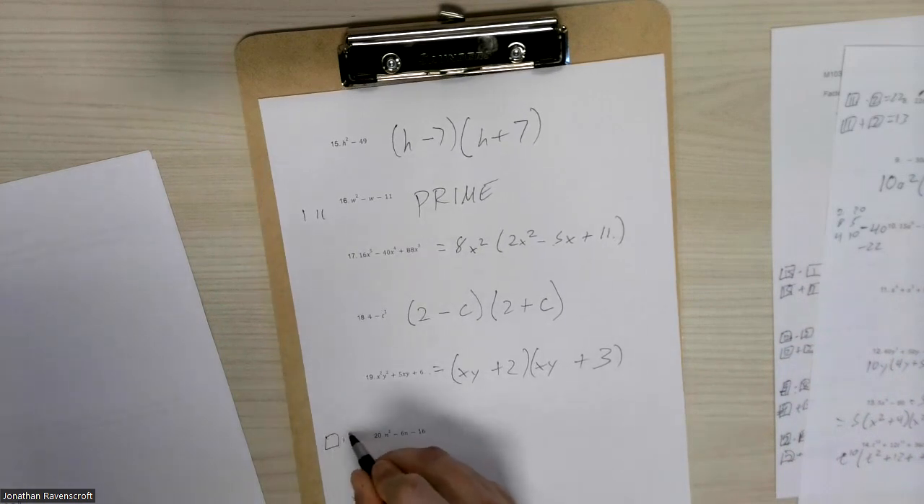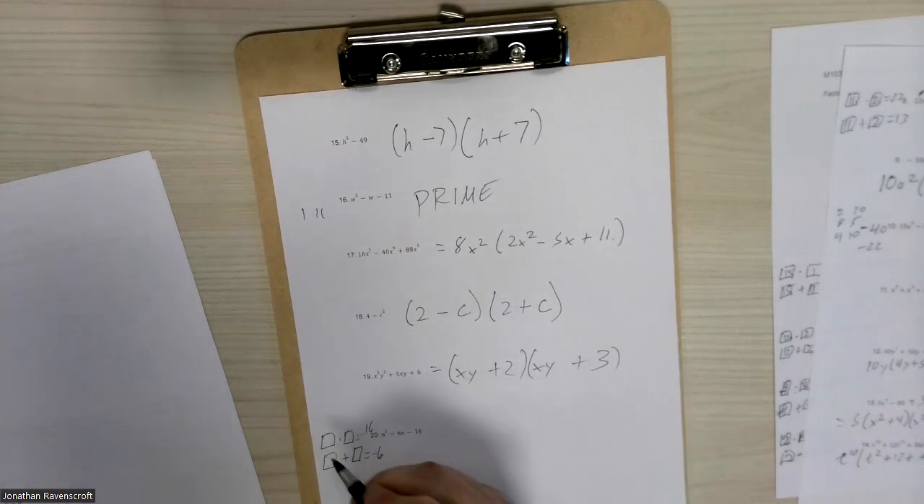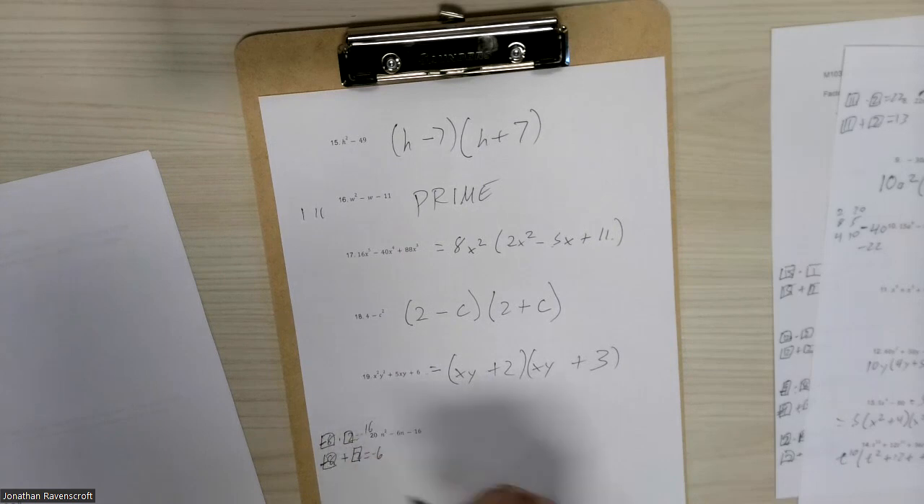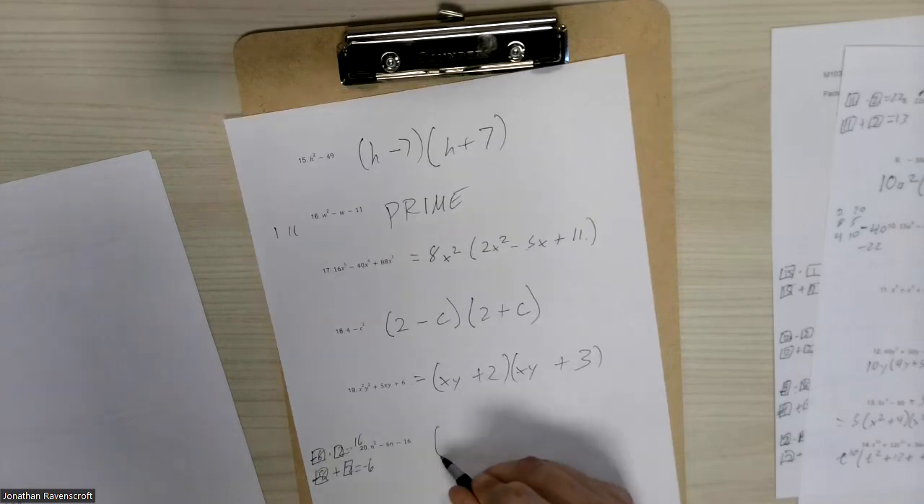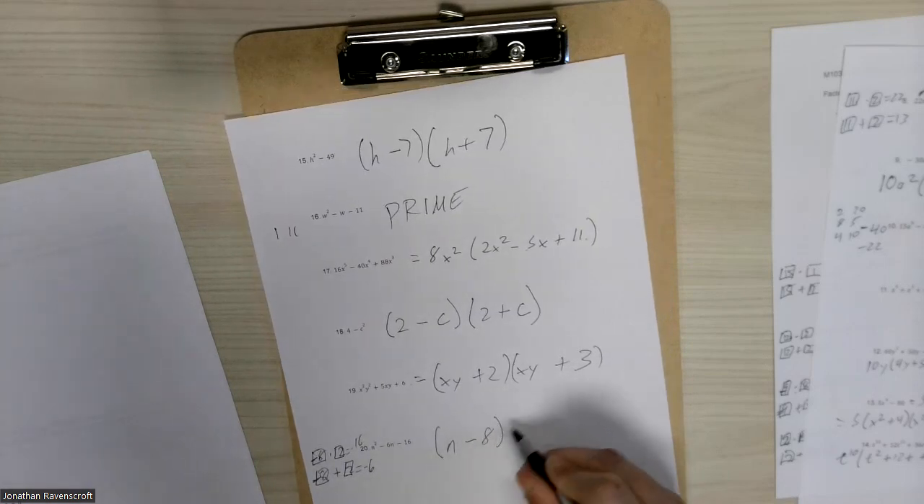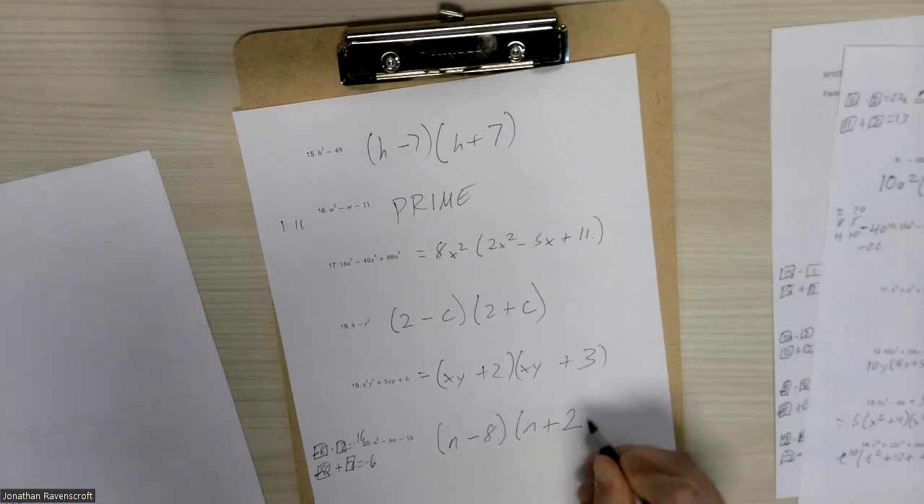20. What multiplies to make negative 16 adds to make negative 6. That'll be 8 and 2. Signs are -8 and 2. This times this makes this plus this makes this. N minus 8, n plus 2.